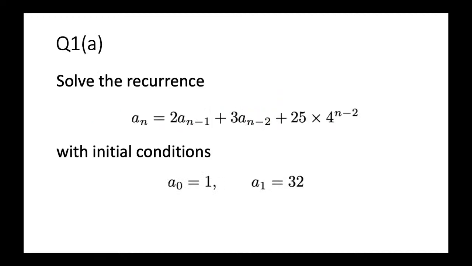The first question asks us to solve the recurrence a_n equals 2 times a_{n-1} plus 3 times a_{n-2} plus 25 times 4 to the power n minus 2. And then we have the initial conditions a_0 and a_1 to be 1 and 32 respectively. So this should be a fairly easy one because we can apply the standard technique to solve the question.